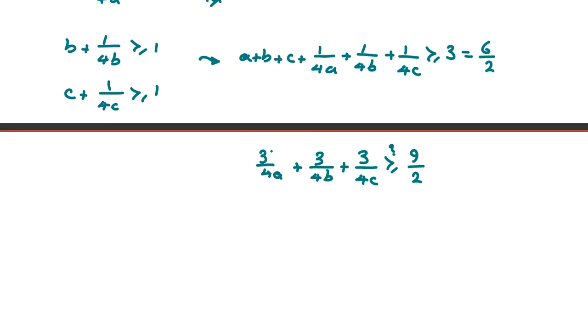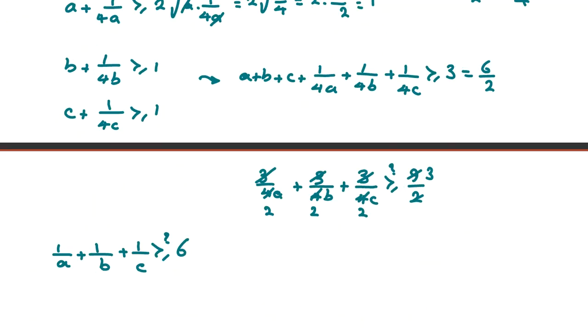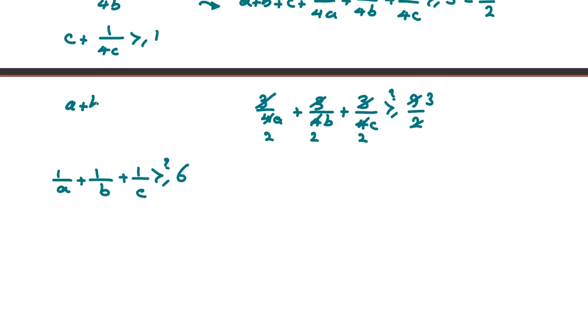Now I divide both sides by 3, and multiply both sides by 2, and then multiply both sides by 2 again. So I should prove 1 over a plus 1 over b plus 1 over c is greater than or equal to 2 times 3, 6. Okay? And now by assumption, we know for a, b, c that a plus b plus c is less than or equal to 3 over 2.